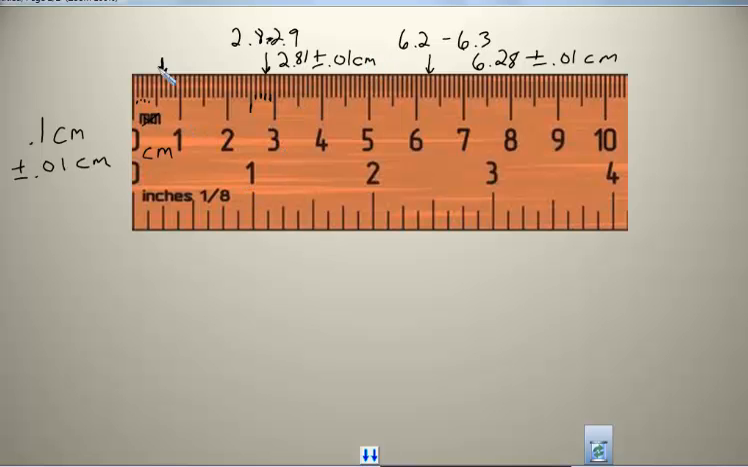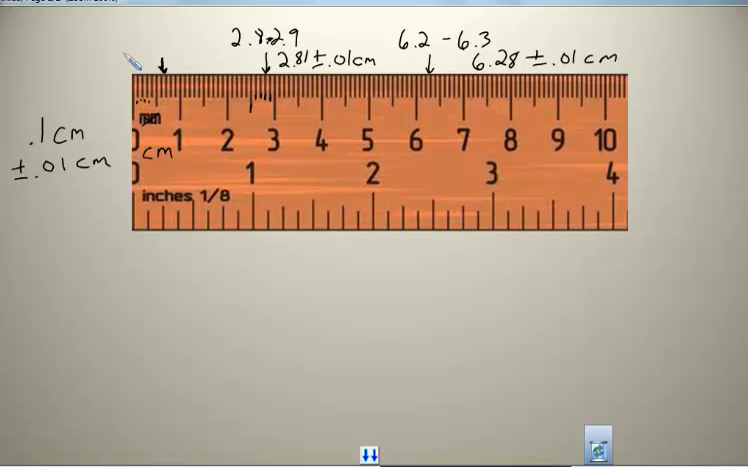Alright, what I'd like you to do is try this one, just the end of this arrow right here. I would like you to estimate what you think that measurement should be. What do you think the measurement should be here? Go ahead and press pause and write that down on your sheet. And press play when you think you have it figured out.